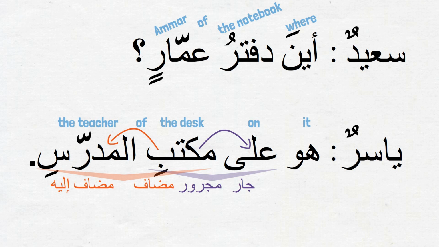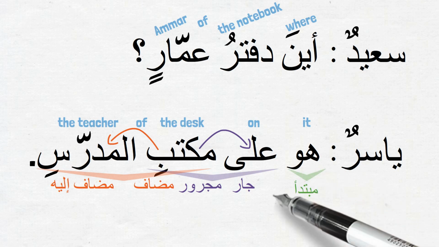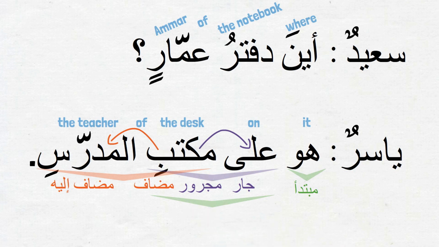This is an ismiyyah sentence, and what do you think is the mubtada? هو, right? Very good. How about the khabar? The khabar will be the jar majrur part of this dual connection, which is على مكتبي. So this khabar is شبه جملة type. And the next ism al-mudarrisi is just the mudaf ilayh, providing additional detail about whose desk it is.